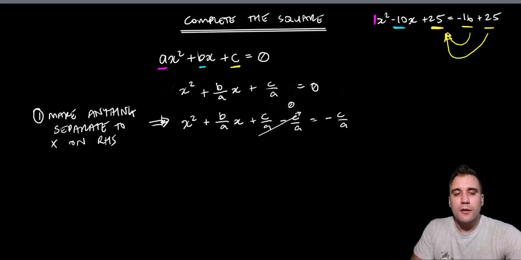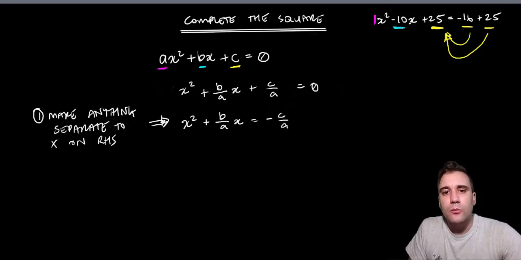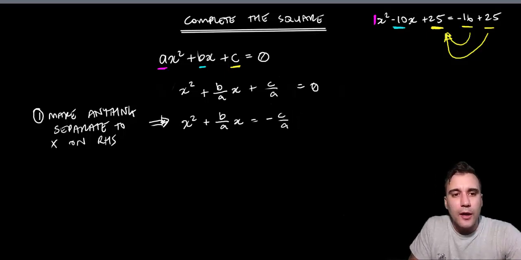The first step is to move anything that is separate from an x term over to the right hand side of the equation. On the second line we had x squared plus b on a x plus c on a equals 0. The only thing not attached to an x term is the c on a, so we're going to move that over to this side. The following line is how we've done that. We've subtracted c on a from both sides, and hopefully you see the plus c on a minus c on a cancels out, and we're left with something like this. If you're following so far, you're doing pretty well. Let's get to the next step, step 2.